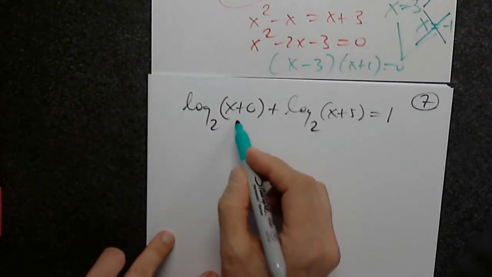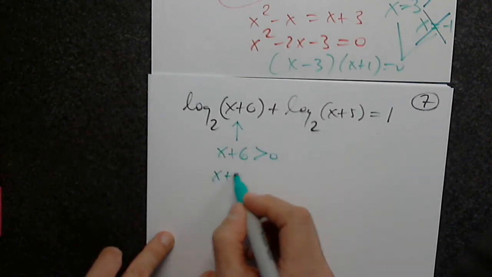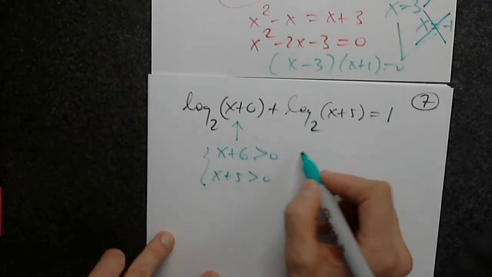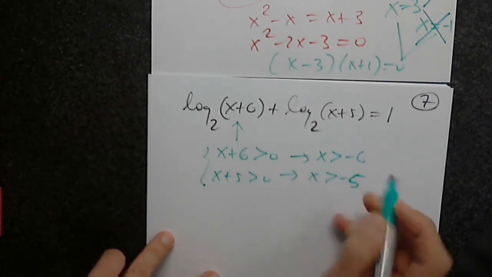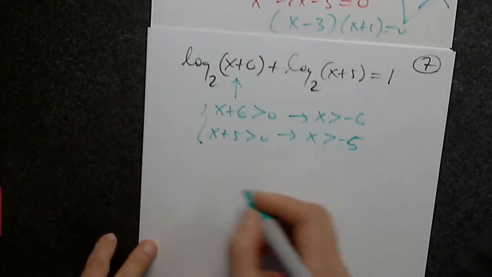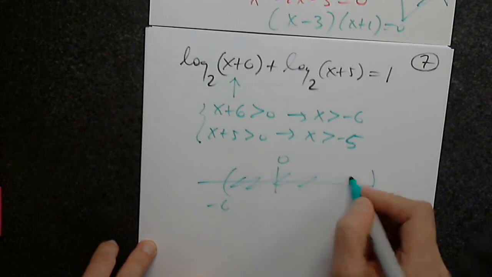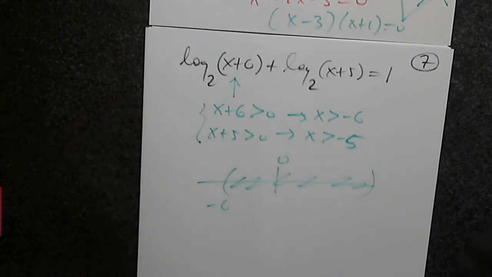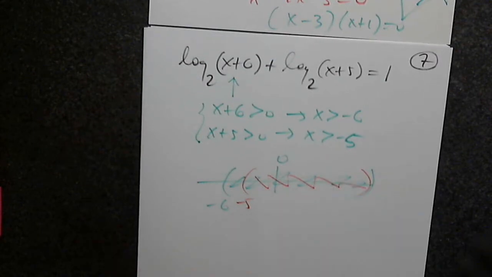Cannot be. So the domain of this is x plus 6 greater than 0. The domain of this is x plus 5 greater than 0. So this one is greater than -6, and this one is greater than -5. Don't make any conclusions just yet. So this one is -6 to infinity. That's green. And this is red, -5 to infinity. And I need green and red at the same time.